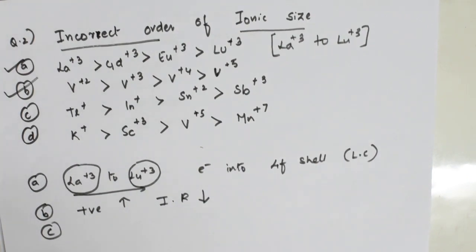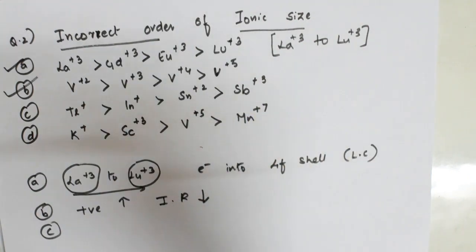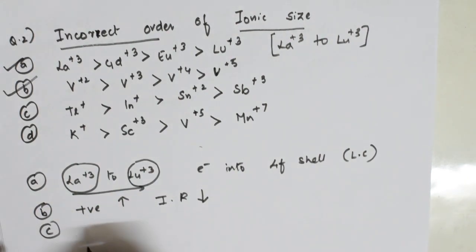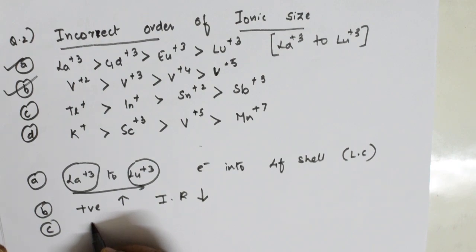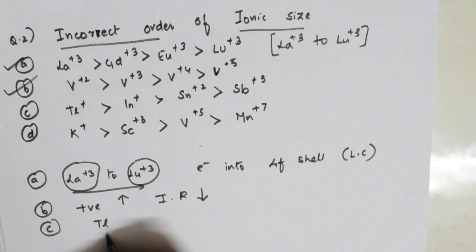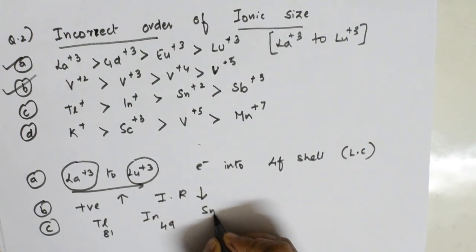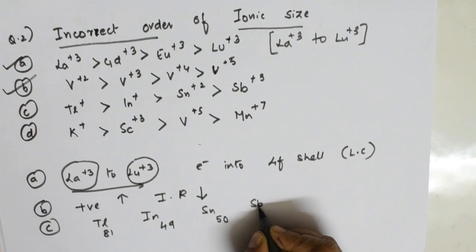As I said, as the oxidation number increases, the acidic character increases, but here there is no such concept. So how can you use it? Let us first write the atomic number as well as the period. Thallium's atomic number is 81. Indium's atomic number is 49. Tin's atomic number is 50. Antimony's atomic number is 51.